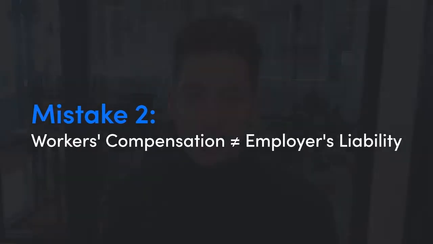Another common mistake that property managers make is not knowing the difference between employer's liability and workers' compensation limits. Workers' compensation comes with a workers' compensation component and an employer's liability component, both with separate limits. They cannot be used interchangeably as the words refer to different limits.